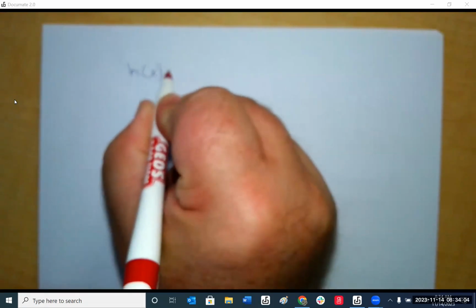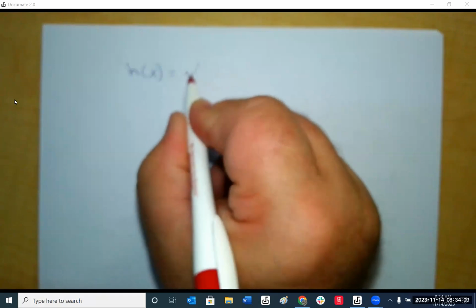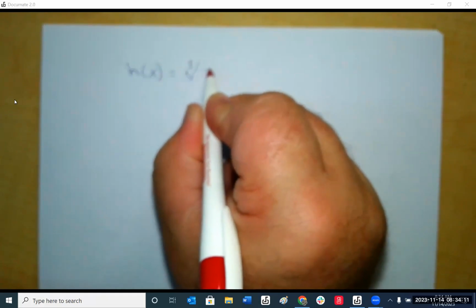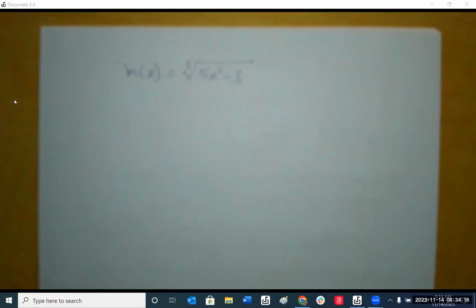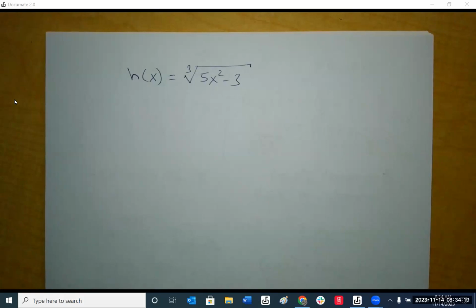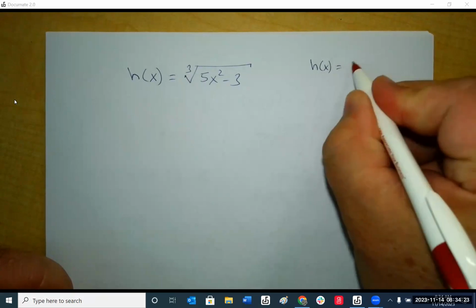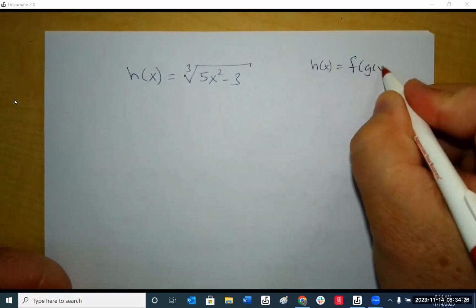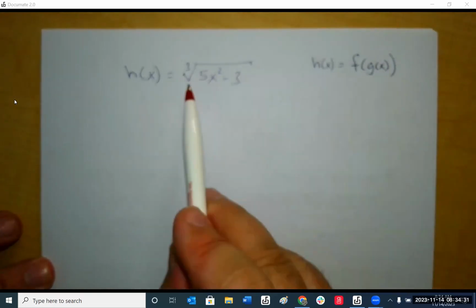Let's go backwards now. Let's say I gave you a function h of x is equal to the square root or cube root of 5x squared minus 3. What I'm looking for: can you find a function within a function in that example?